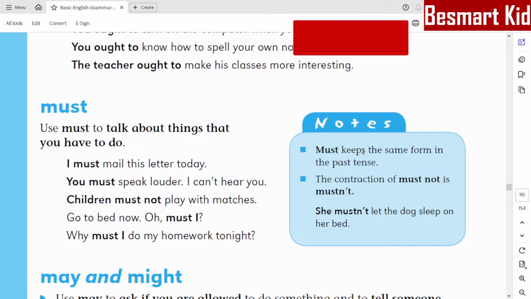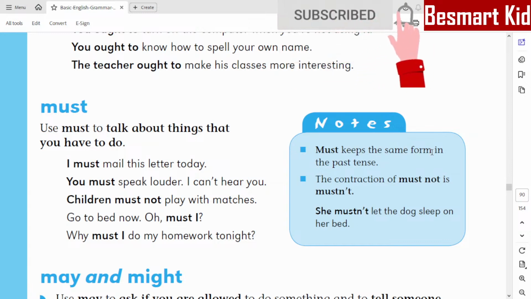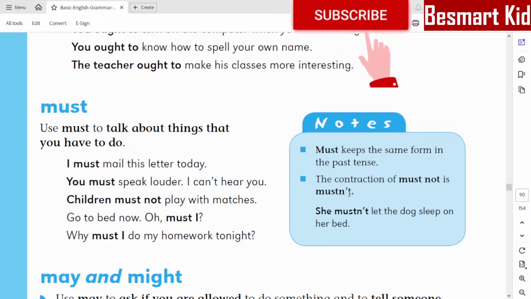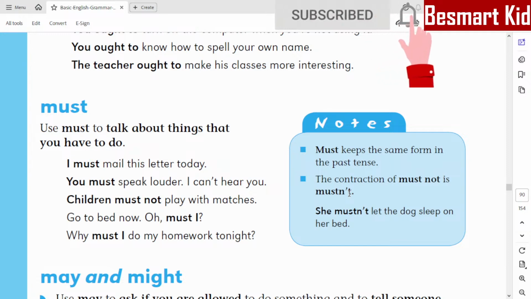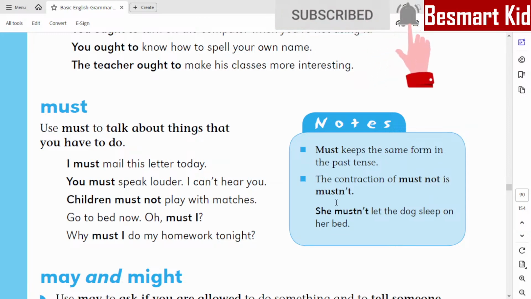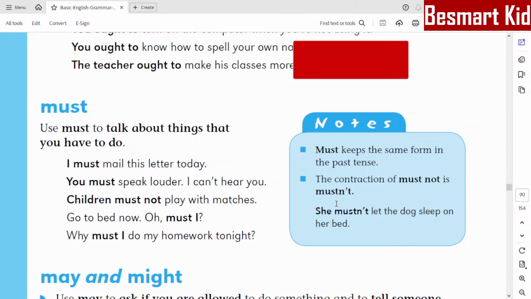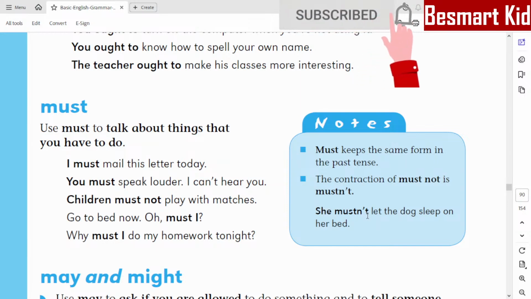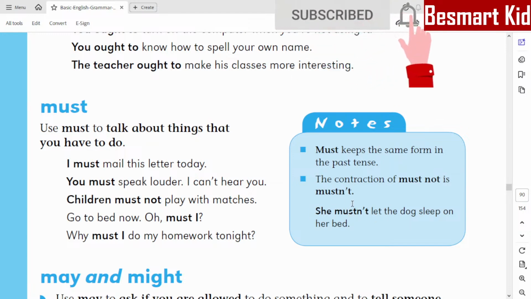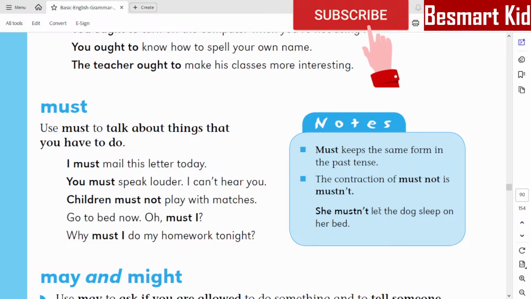Must keeps the same form in the past tense. The past form of must is not musted. She mustn't let the dog sleep on her bed.